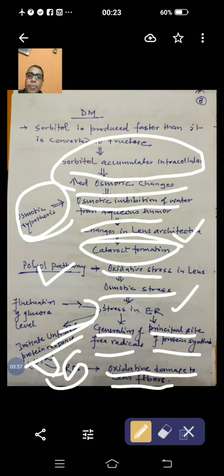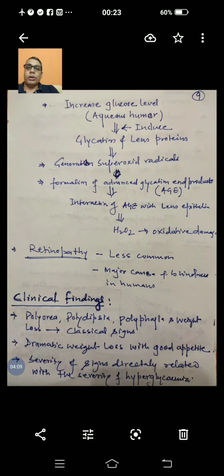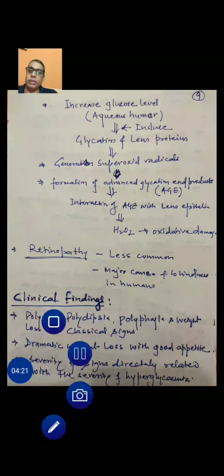So two hypotheses are there. One is the osmotic hypothesis, another is the stress hypothesis. Both are involved in the development of cataract in dogs, and this increased glucose level in aqueous humor is also considered.